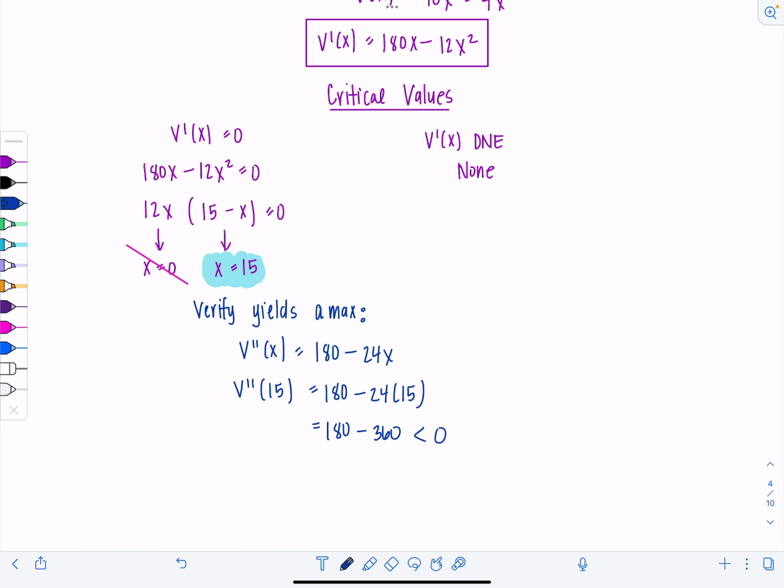So what does that tell me? The graph, the function for volume is concave down at that critical value. So yes, it yields a max. Woohoo!